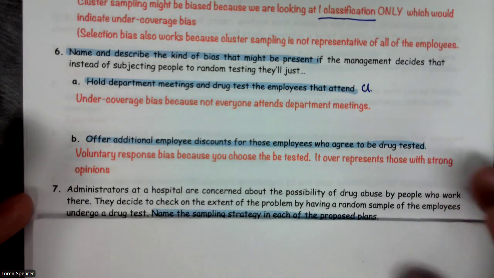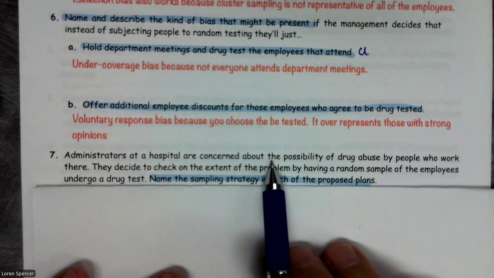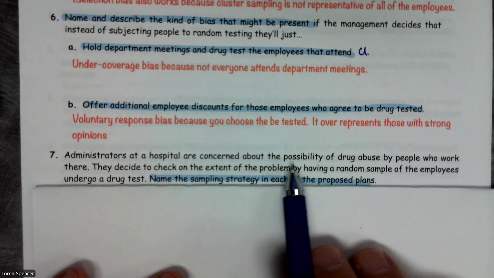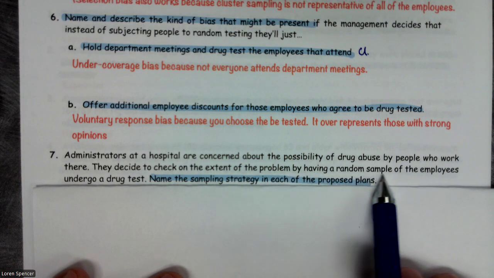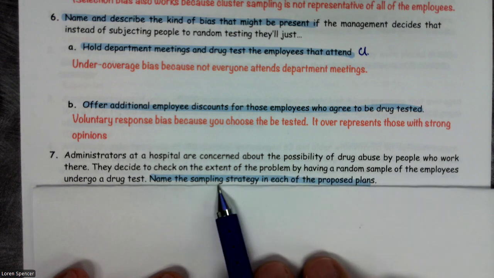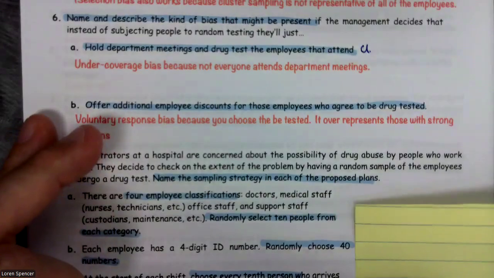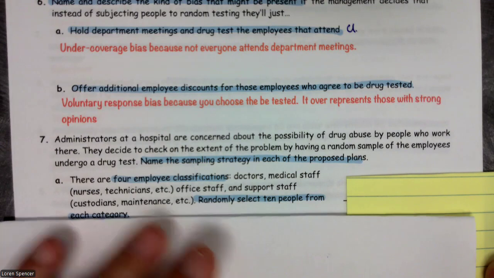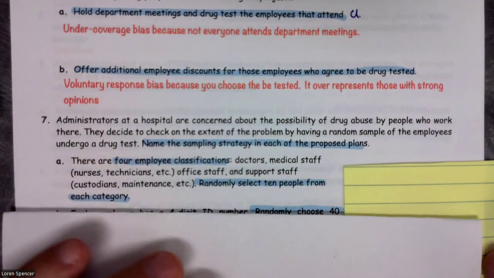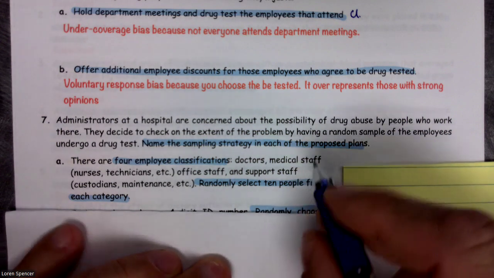All right, number 7. Administrators at a hospital are concerned about the possibility of drug abuse by people who work there. They decide to check on the extent of the problem by having a random sample of the employees undergo a drug test. Name the sampling strategy in each of the proposed plans. There are 4 employee classifications: doctors, medical staff, nurses, etc. Randomly select 10 people from each category.